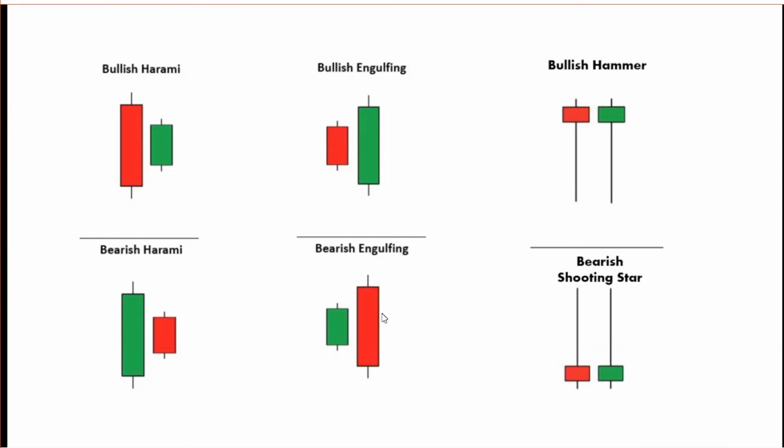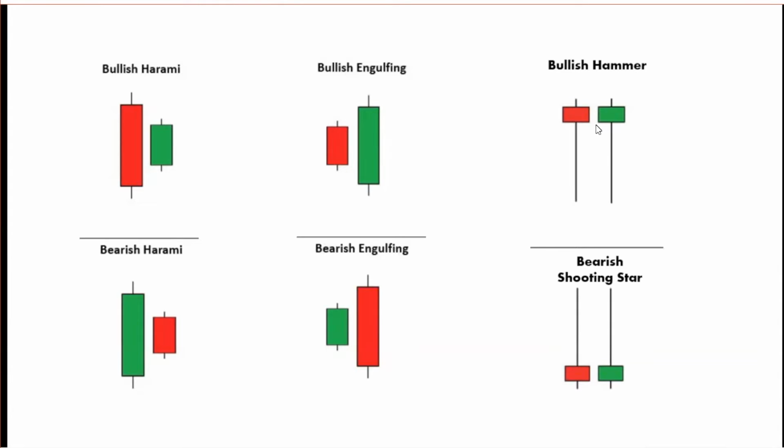This is an engulfing. This candle engulfs completely the range of the prior candle, and it's all red, and it closes low. It's a bearish candle. So this would indicate the market continuing to go down. And here's a bullish engulfing, where you have a bullish candle completely engulfing the range of the prior candle, and this should indicate going up.